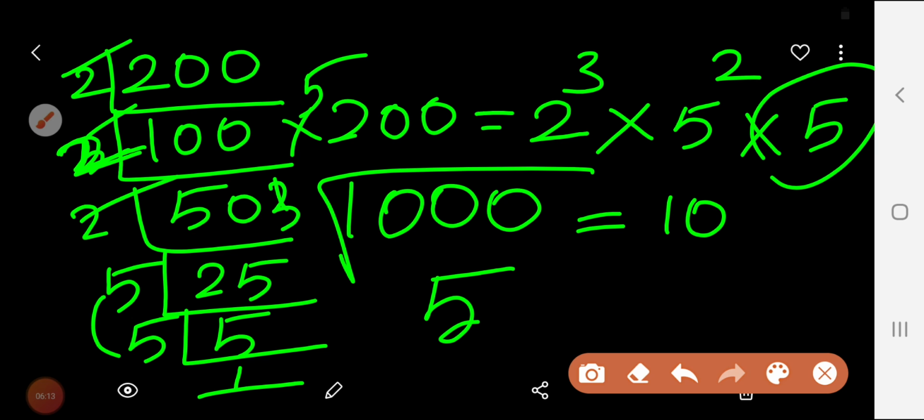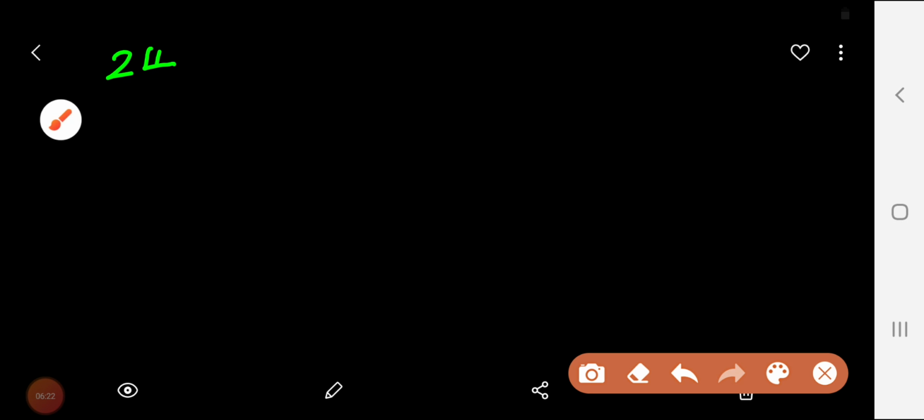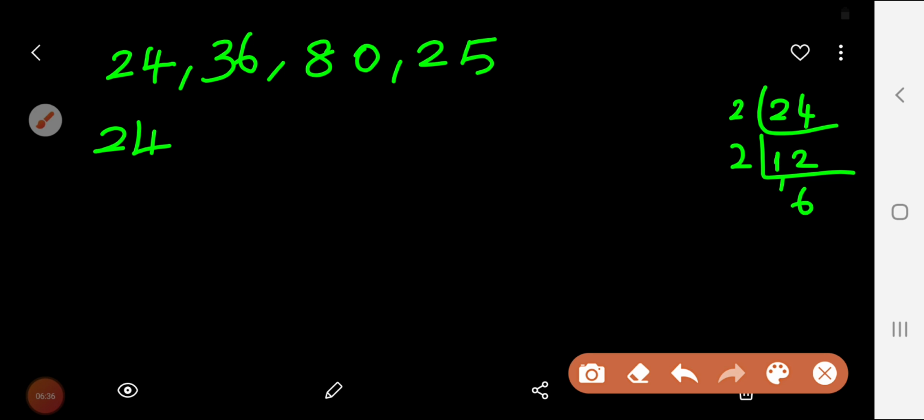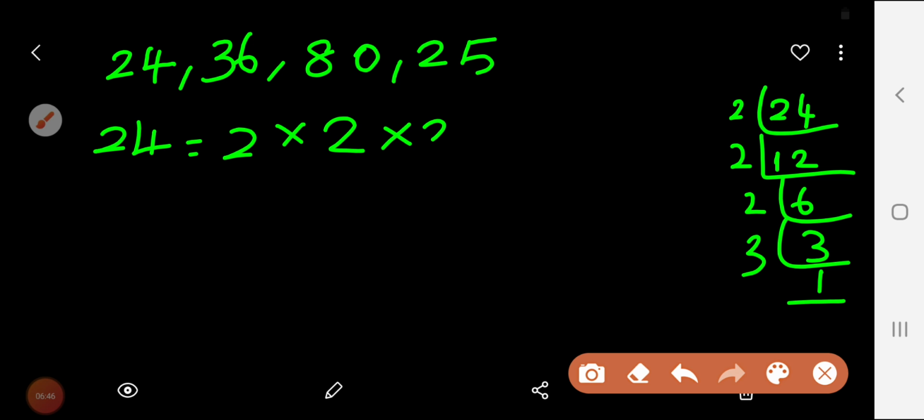Next, question number 6. Find the cube root of 24 into 36 into 80 into 25. First we will take 24, 36, 80, 25. 24, we can write in prime factors: 1 2s are 2, 2 2s are 12. Again 2, it is 6. Again 2, it is 3. 3, it will be 1.